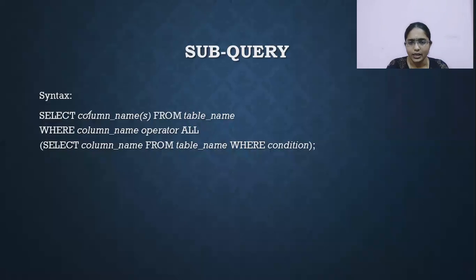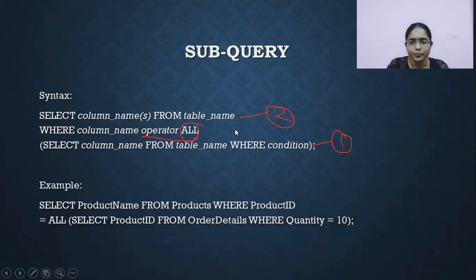The syntax of it is: select column name from table name where column name operator all. In place of any, you're supposed to just replace it with all. Syntax-wise there is not much variation, but functionality-wise variation is shown. We'll discuss what that is, followed by your inner query. The rule says the inner query is going to be executed first. Based on the result of the inner query, your outer query is going to be executed. We will see with an example how this all operator works in a subquery.